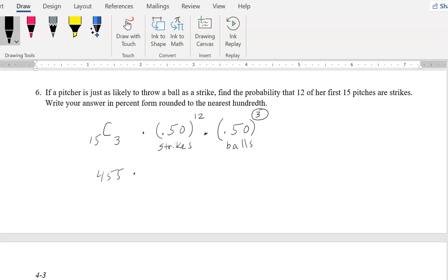I'm just going to write it all out. You could just do all of this in your calculator at once, but I'll just show you what each number is separately. 0.5 raised to the 12th power. It's a long decimal, so I'll just read it off to you so you'll know what it is. It's 0.000244140625. So I think I will just go ahead and multiply all this together. And then 0.5 to the third.